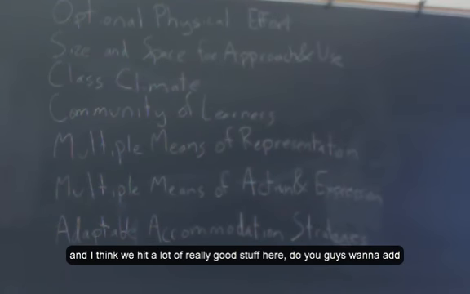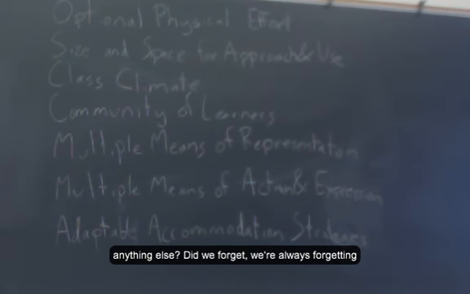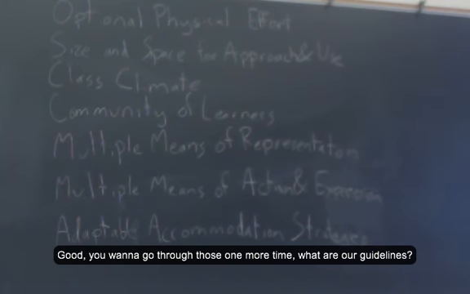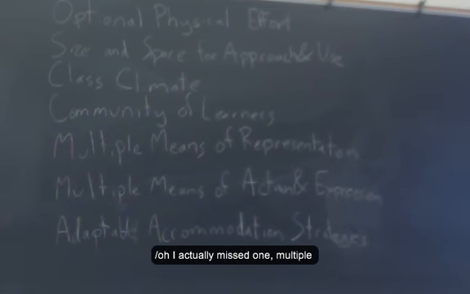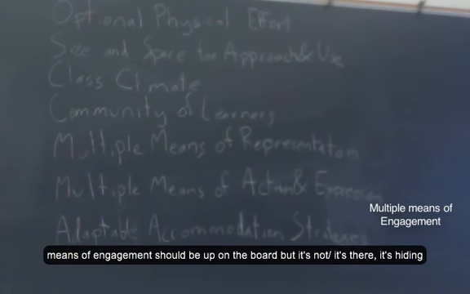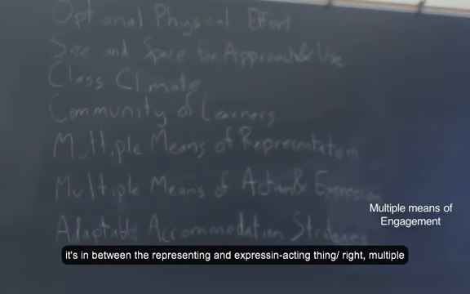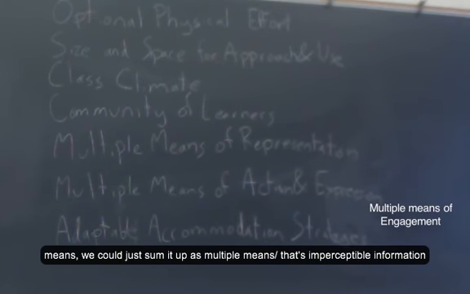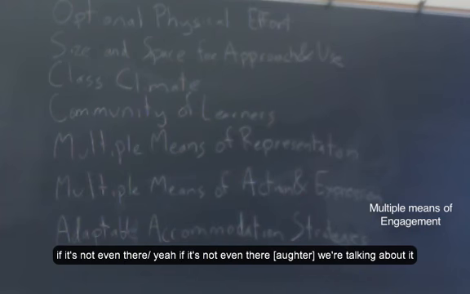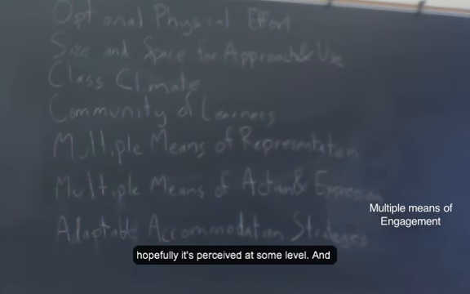And I think we hit a lot of really good stuff here. Do you guys want to add anything else? Did we forget? We're always forgetting stuff, right? Well, I wrote the guidelines up there as well. Good. You want to go through those one more time? What are our guidelines? Oh, I actually missed one. Multiple means of engagement should be up on the board, but it's not. It's hiding. It's in between the representing and expressing acting thing. Right. Multiple means. We could just sum it up as multiple means. See, that's imperceptible information if it's not even there. Yeah. We're talking about it. Hopefully, it's perceived at some level.